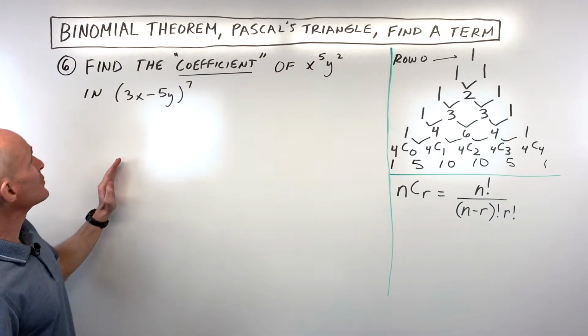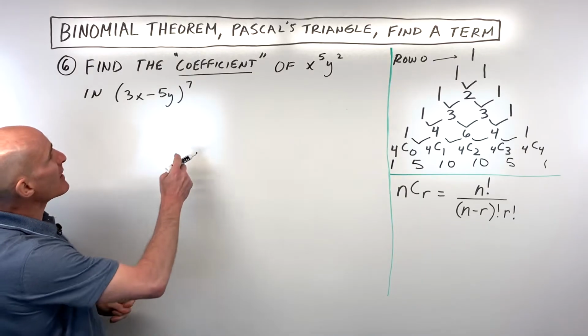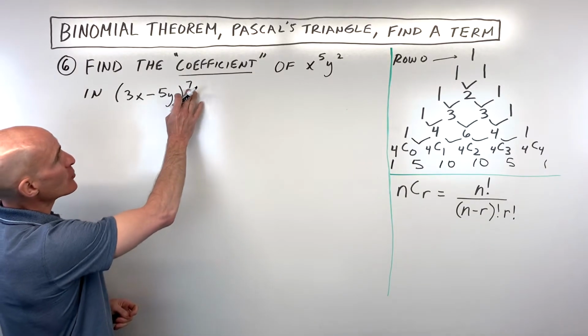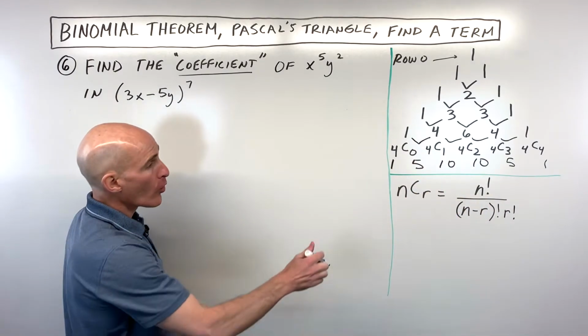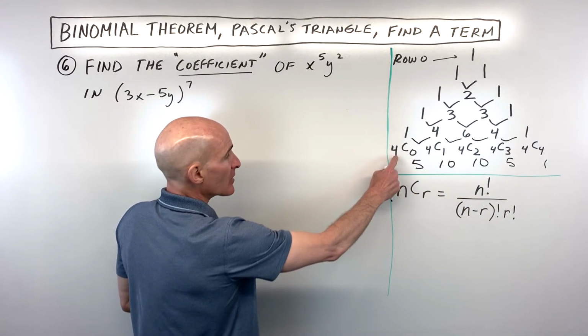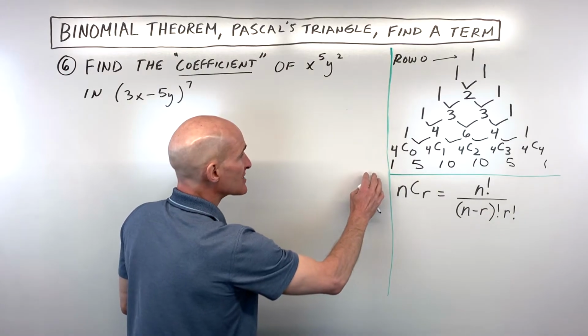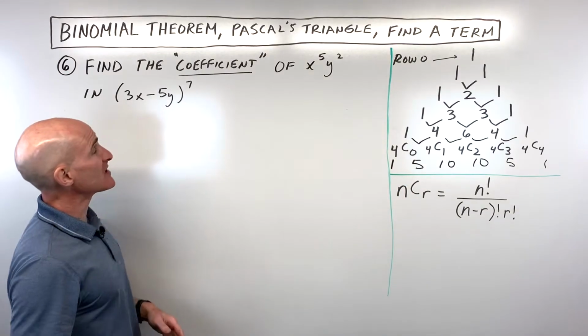Well, go ahead and pause the video, see if you can do it. And in the meantime, what I would do is go down to the 7th row in Pascal's triangle, if I had that written out, or I can use the pattern of the combination. So it would start off with 7c0, 7c1, etc., right?